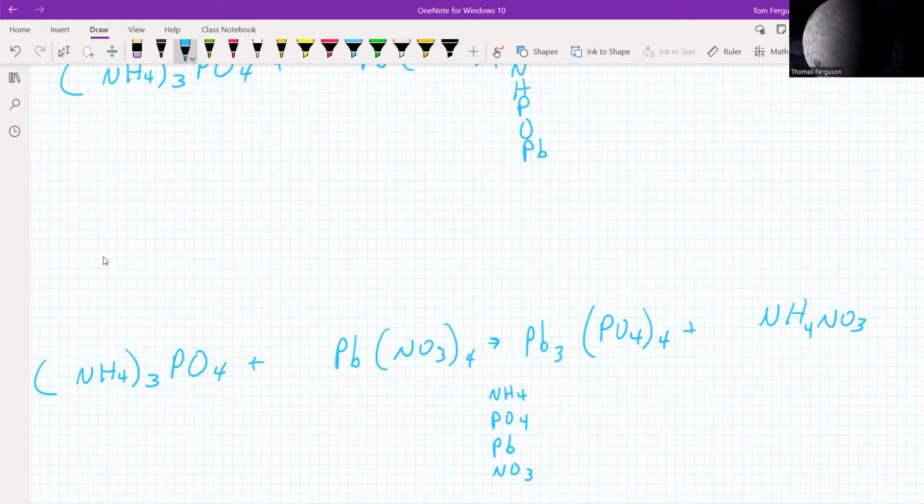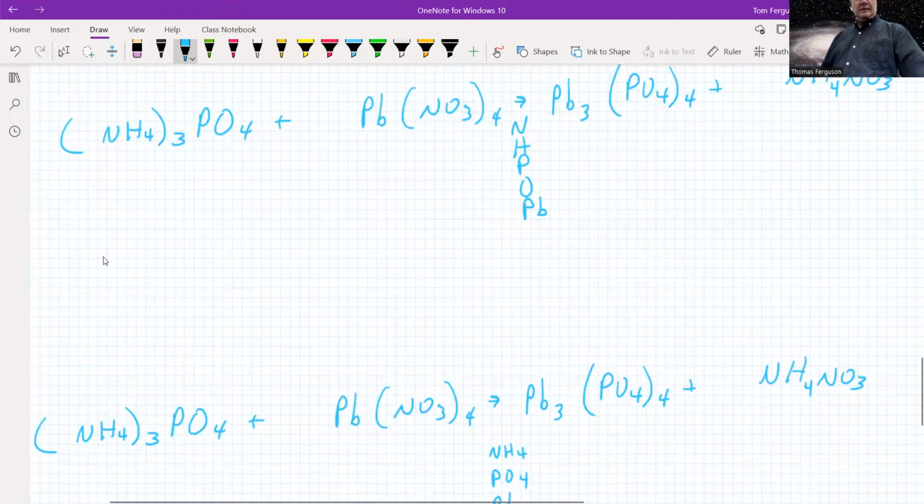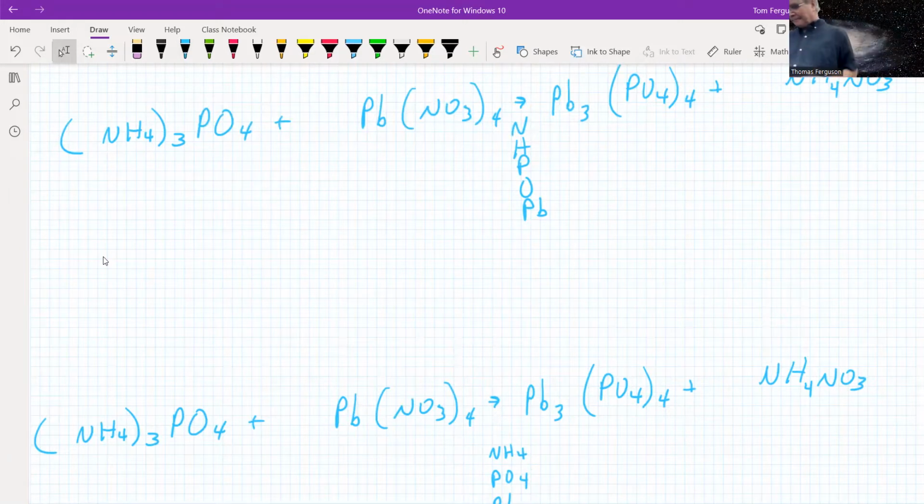Okay, let me talk about this problem. This is a pretty involved problem, as you all can attest to. One of the problems with this problem is that you've got oxygen in everything, so when you change one thing, it affects a whole bunch of other things. That's a big red flag. So instead of taking the nitrogen, hydrogen, phosphorus, oxygen, and lead individually, I'm going to look at this problem from a little higher level.